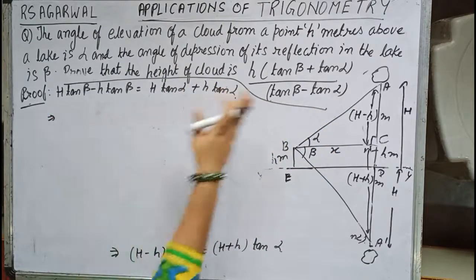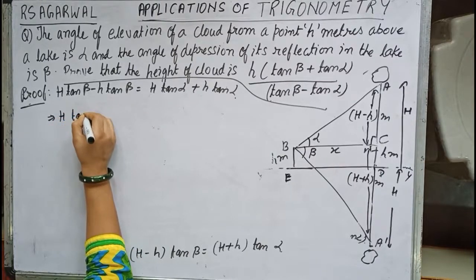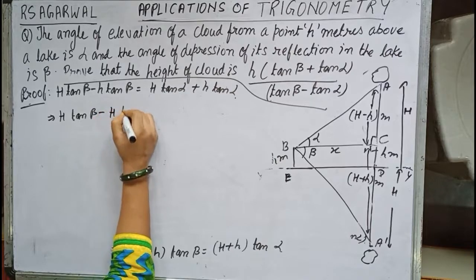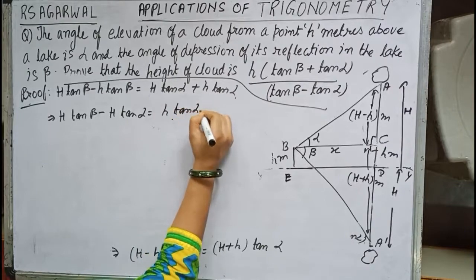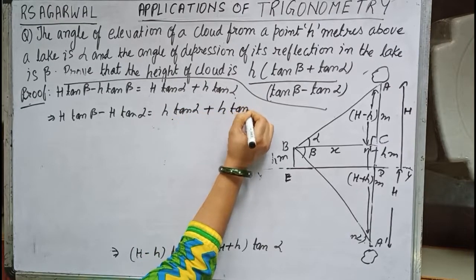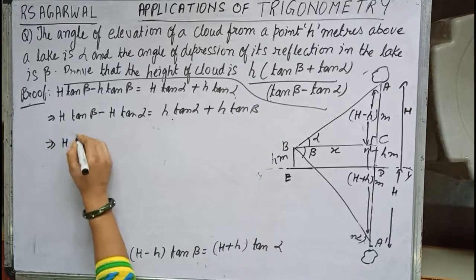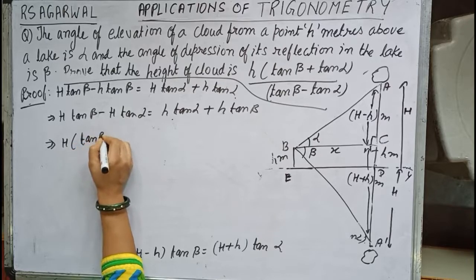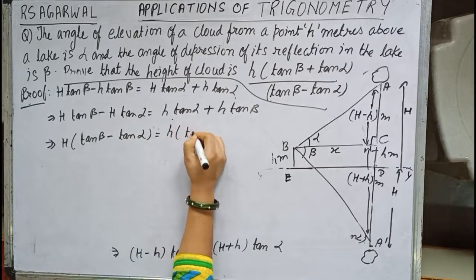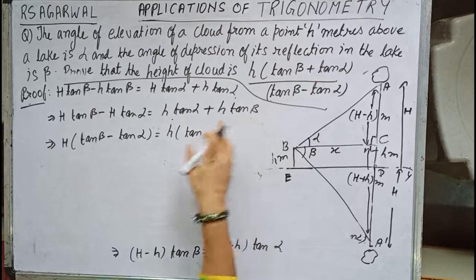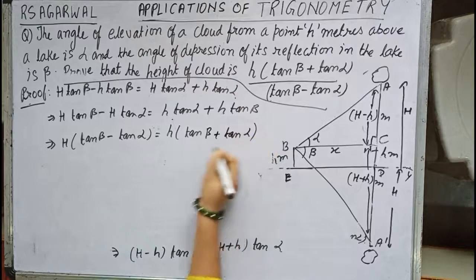Now we need capital H to prove like this. So we will be keeping capital H terms one side. So H tan beta minus H tan alpha equals small h tan alpha plus small h tan beta. So we are reaching at our solution. So capital H is common. H of tan beta minus tan alpha equals small h common, and since it is given tan beta plus tan alpha, then we will be writing as such. But if you write tan alpha plus tan beta, then also no issue, it's correct.